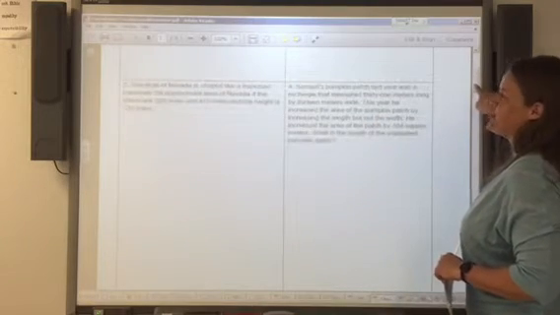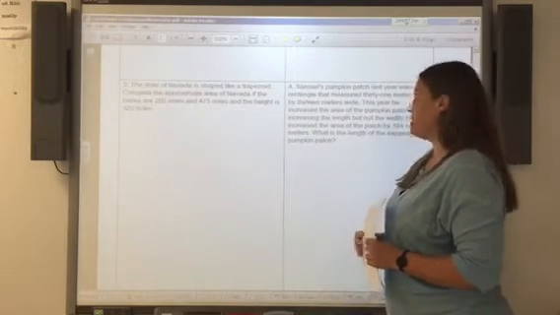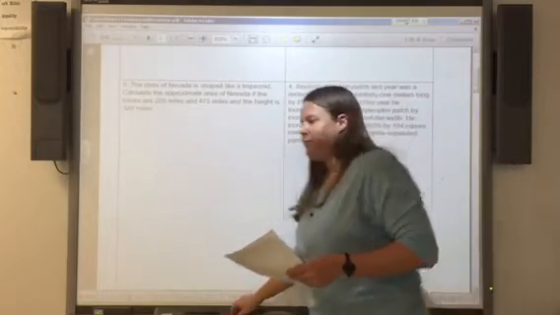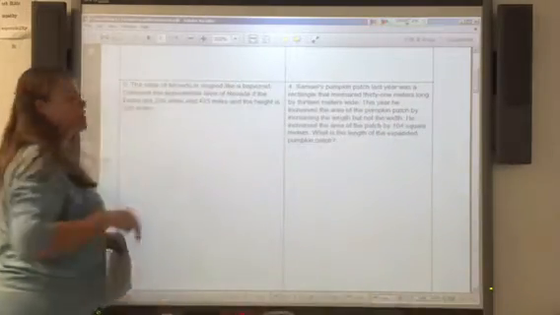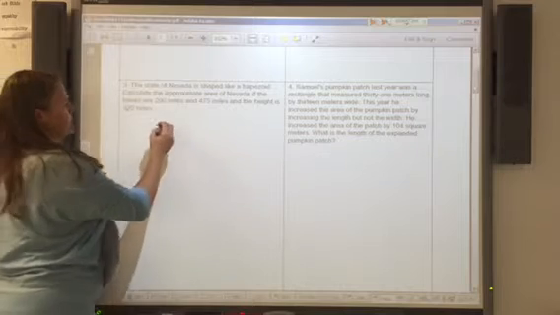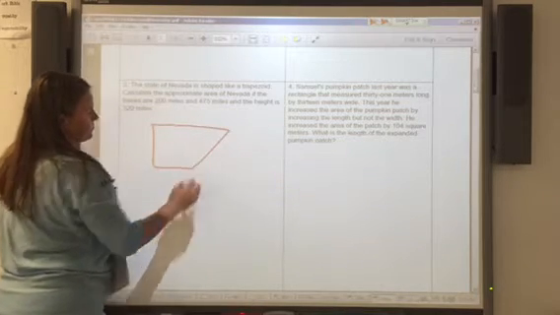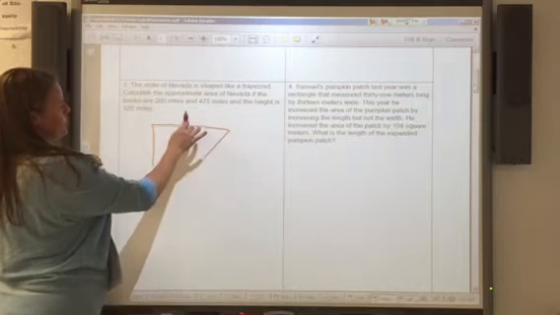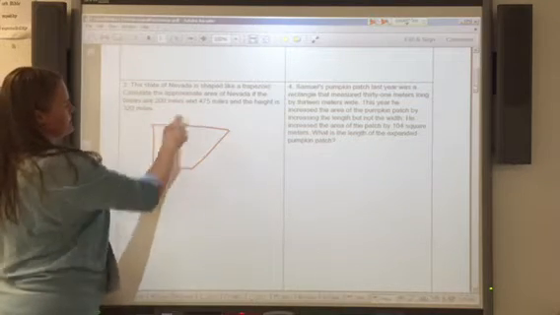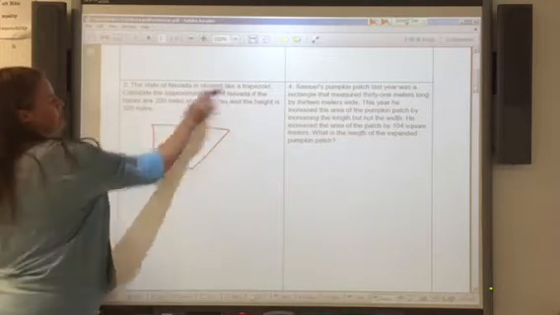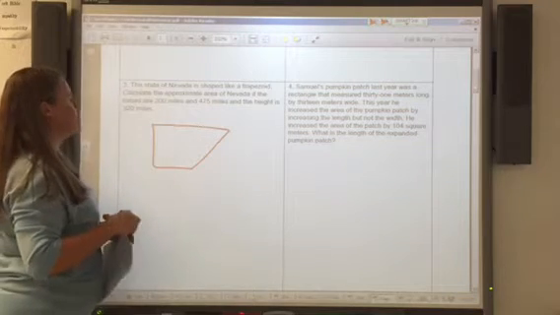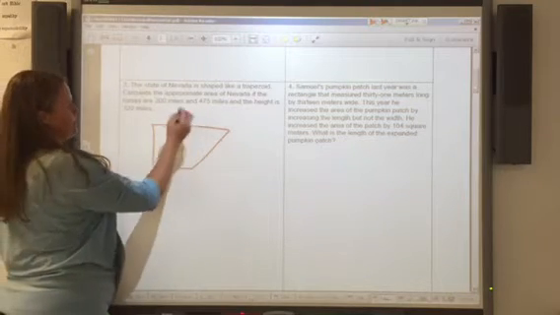All right, number 3. The state of Nevada is shaped like a trapezoid. So even if you didn't know what Nevada looked like, draw a trapezoid, okay? So we have our trapezoid. So remember, trapezoids have the parallel sides. Calculate the approximate area of Nevada if bases are 200 and 475.